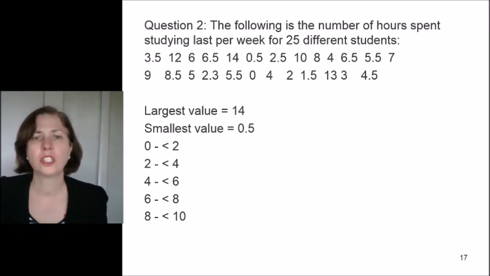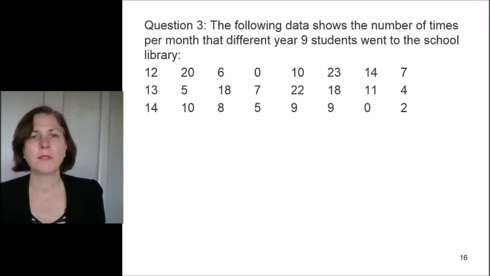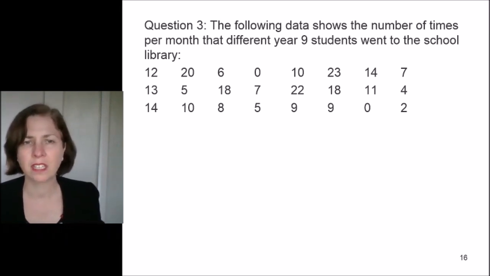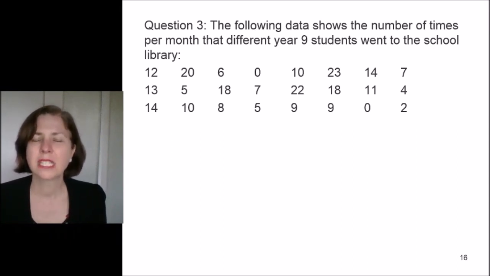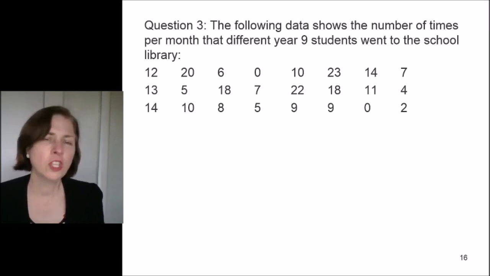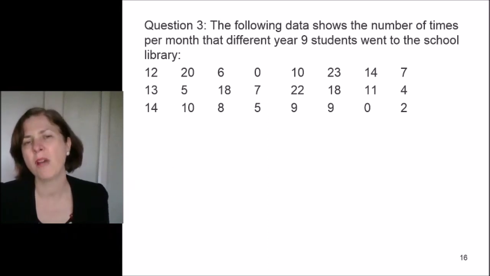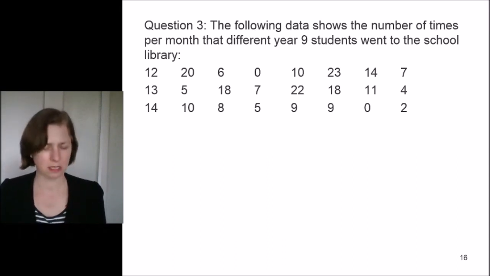So in the last question, I have the number of times per month that different Year 9 students went to the school library. And you can see we have some very regular library users here and a couple of big fat zeros. Now, my largest value here is 23, and my smallest value is 0. So even though this is discrete data, I don't want to have one category for every number. I'm going to group it. And because I'm going up to 23, going up by 5s, I think, is probably going to make a lot of sense.